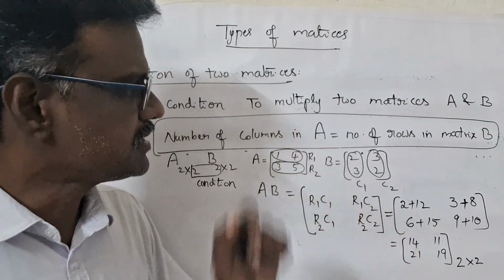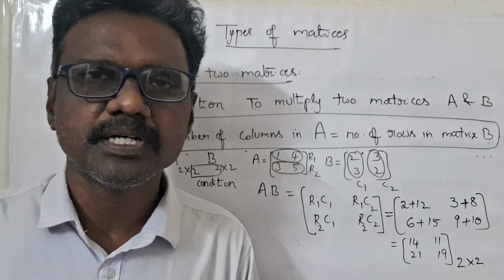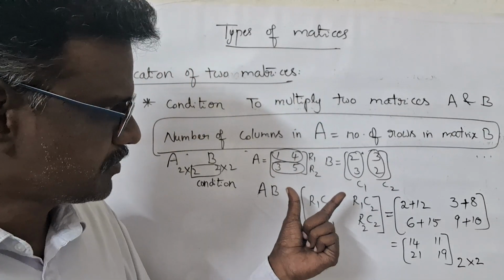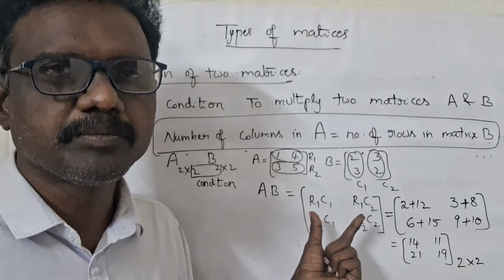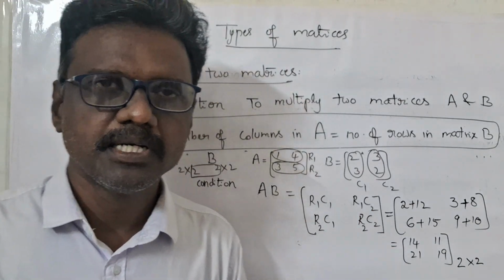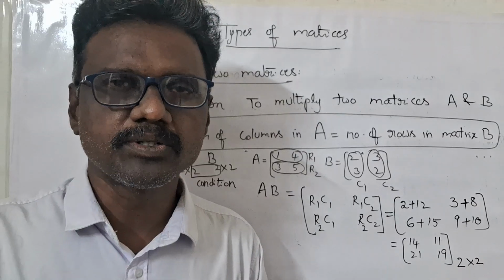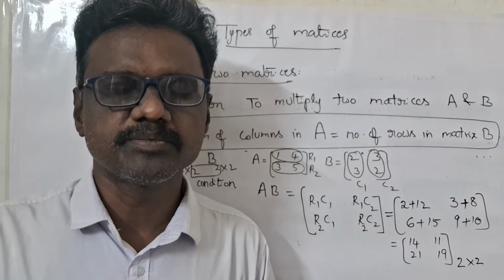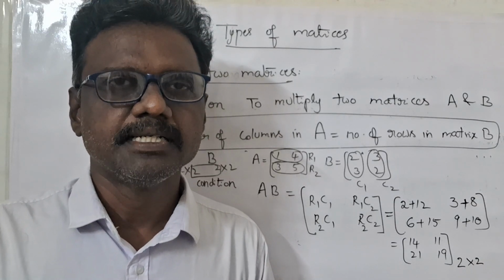This is the way of the product of 2 by 2 matrices. You practice some additional problems on the product of 2 by 2 matrices from your textbook. Then we will discuss how to multiply 3 by 3 matrices and those with more columns and rows. Thank you.